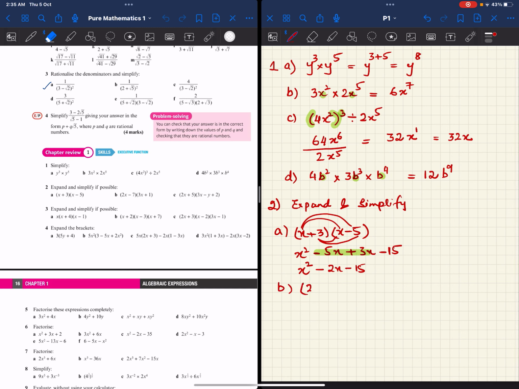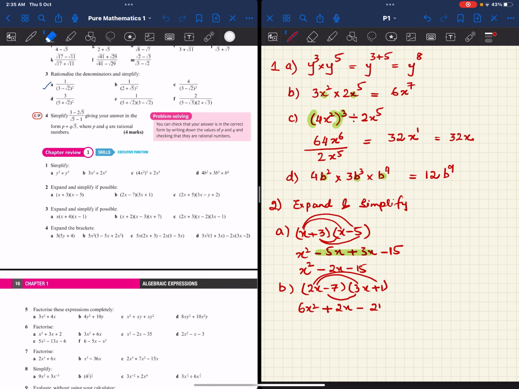We have 2x minus 7 into 3x plus 1. So 2x into 3x gives us 6x squared. And then 2x into 1 gives us 2x. Negative 7 into 3x gives us negative 21x. And negative 7 into 1 gives us negative 7.